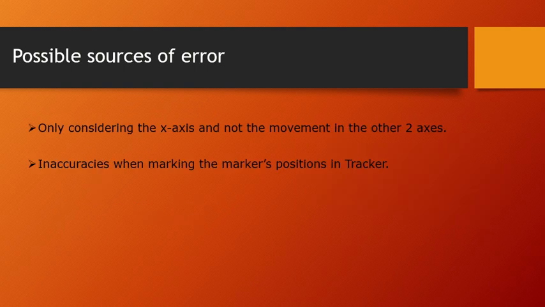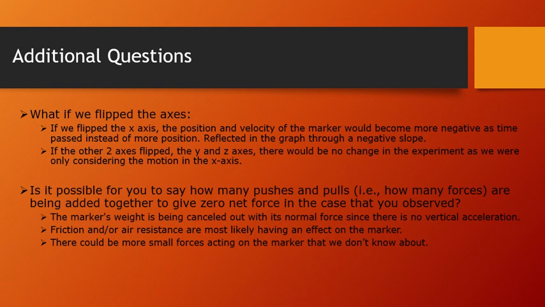Some possible sources of error were that we were only considering the movement in the x-axis and potential inaccuracies while using Tracker. Some additional questions we may have are: what if we flip the axis? Well, if we flip the x-axis, the position and velocity of the marker will become more negative as time passes, instead of more positive, although its magnitude will remain the same. If the other axis were flipped, there would be no change. Another question would have been if it was possible to know how many forces acted on the object. The short answer is no, since although we know about friction, resistance, weight, and normal force, we can't know every small force that acted on the marker.